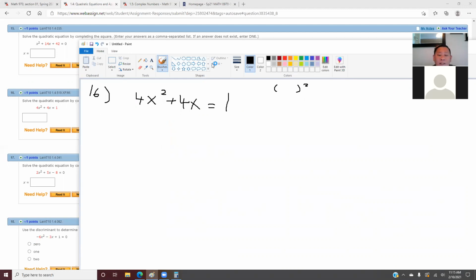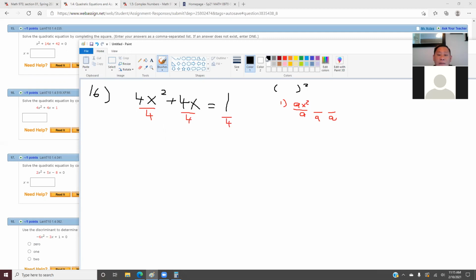So what is the first step of completing the square? The first step is to look at your a, the ax squared term. If you have an a, you have to divide every single term by a. Like this, this is a 4, so you have to divide everything here by 4.